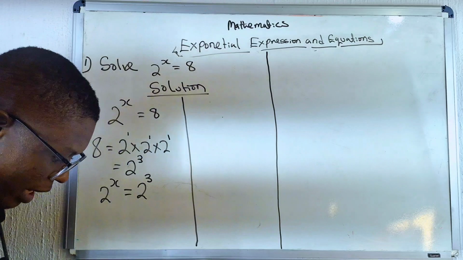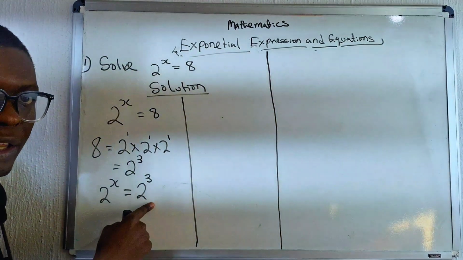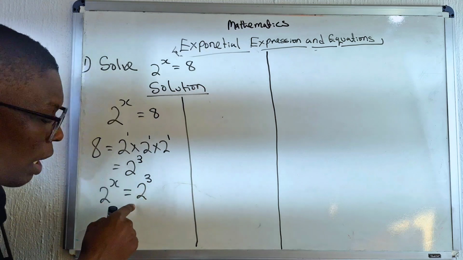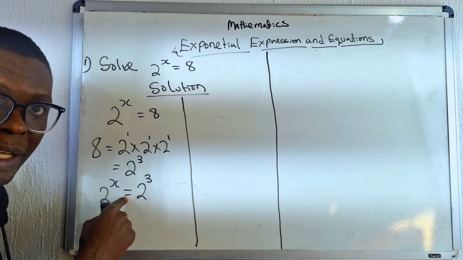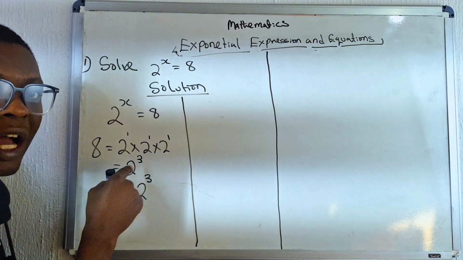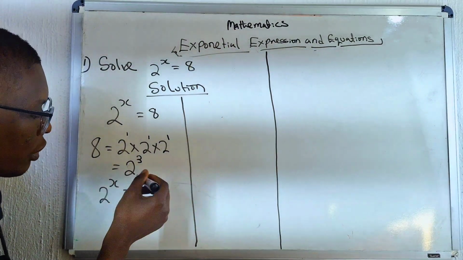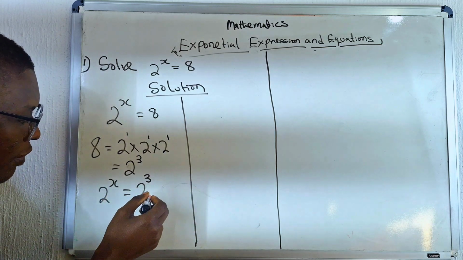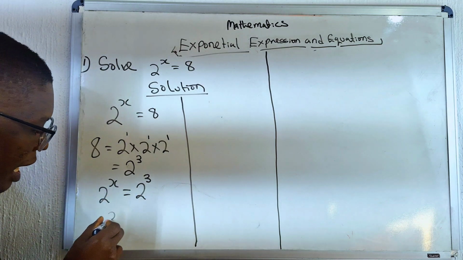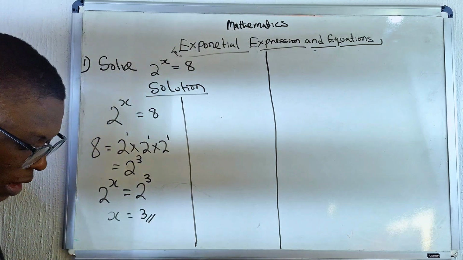Now, one of the laws of exponents or indices states that when the bases are the same, you equate the powers. That is when you're having an equality sign in between them. If you're having the same base, you equate the power. If you're having the same power, you equate the bases. So now in this situation, since we're having the same base, therefore x will be equal to 3. And this becomes the answer to the question.